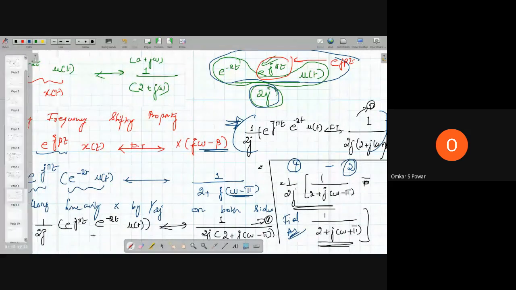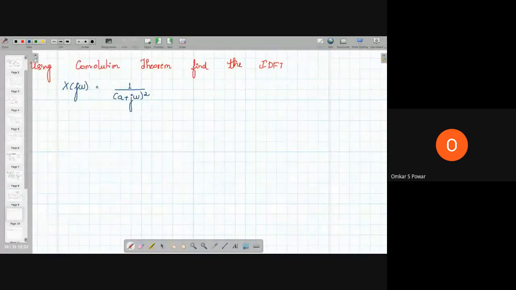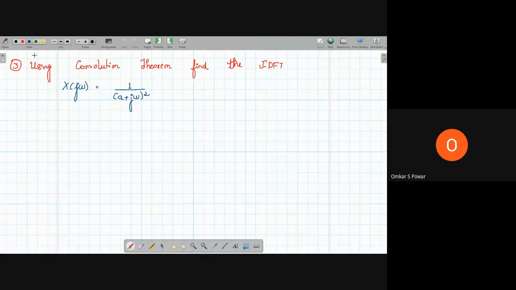So now you have got some brief idea how to solve this one. Let me solve another problem for today, and let me wrap up the things now. So what's the question asked here? Using the convolution theorem, find the inverse Fourier transform. So they have given x of j omega, and you have to find this x of t.